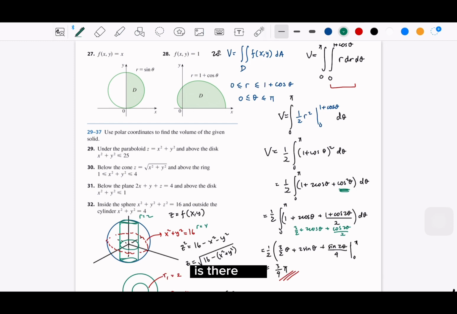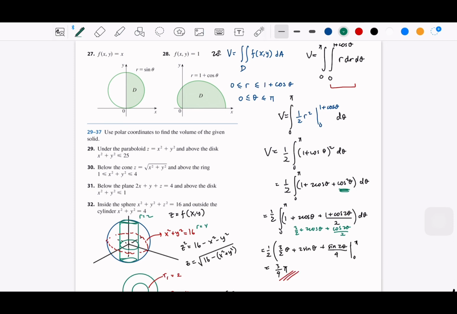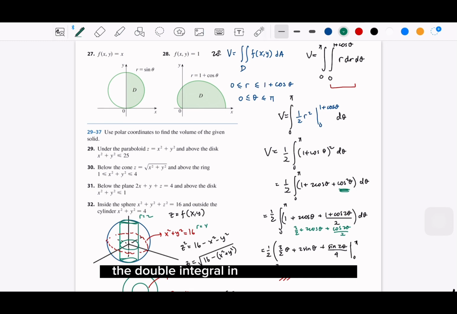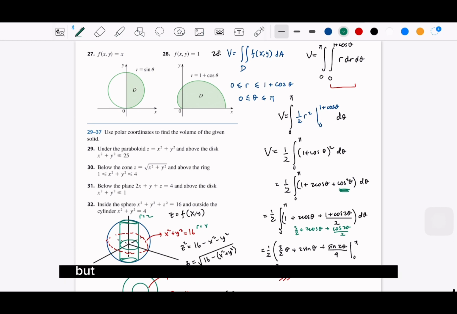Okay, before we start, are there any questions from yesterday's course, at least on the double integral in polar coordinates? Okay, I'm preparing some exercises for you, but I think I will upload them maybe later or maybe tomorrow.